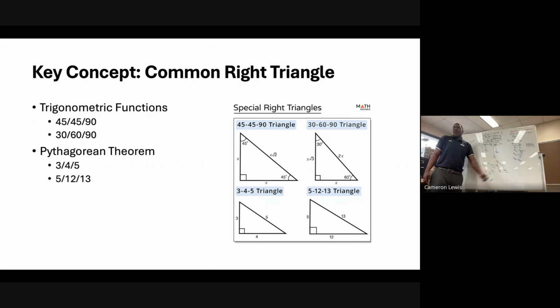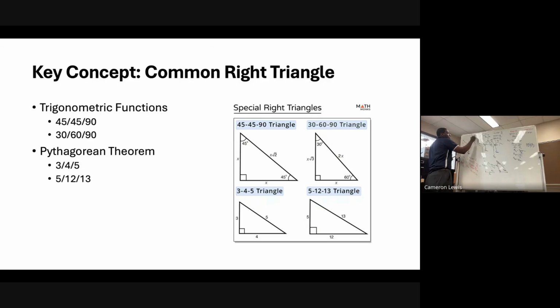Now we come over here, right? We have 60 degrees and 90. What would this angle be? 30. So now look on the slides. What type of triangle do we have? 30, 60, 90. So I'll draw that one up here, right?